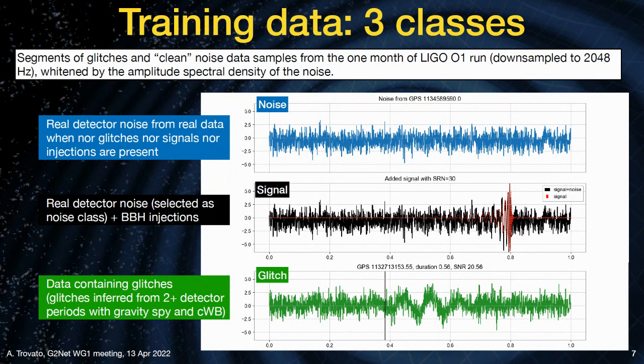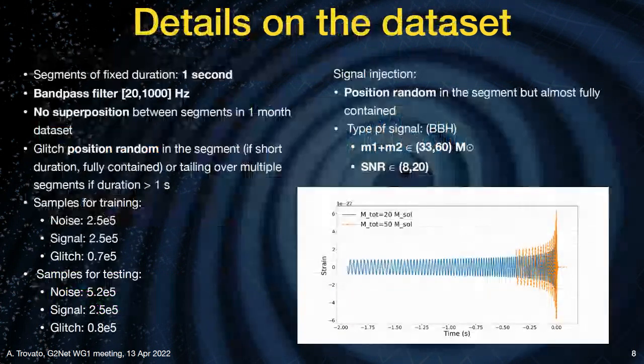Using Gravity Spy and coherent WaveBurst, we can infer the position of the glitches, of course, in periods with more than 2 detectors. And that is used as another training and testing class. Okay, so these are other details.